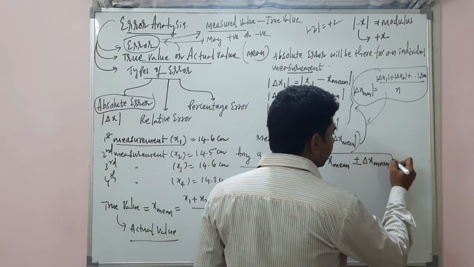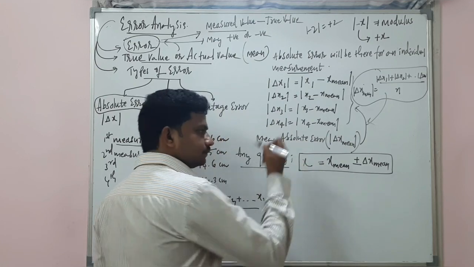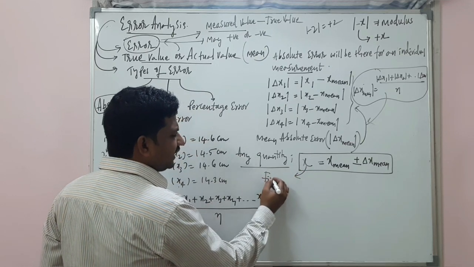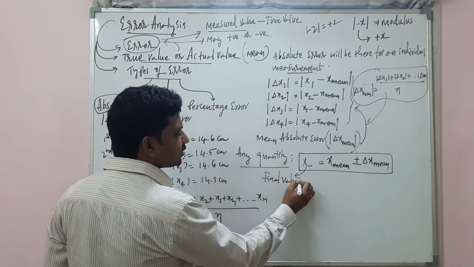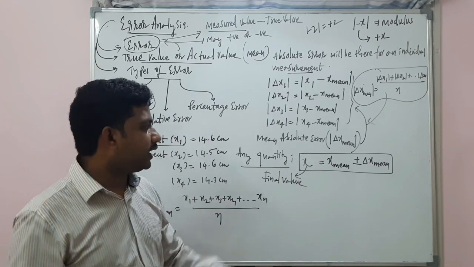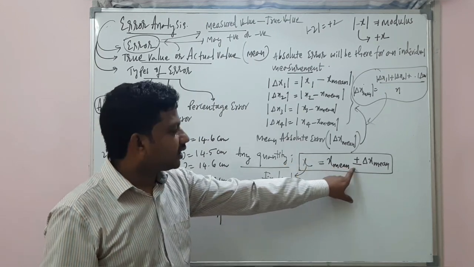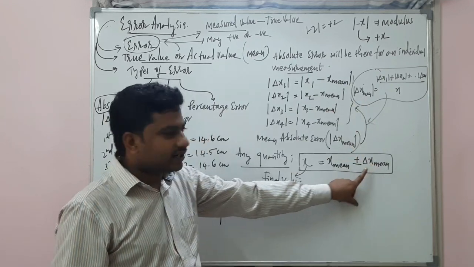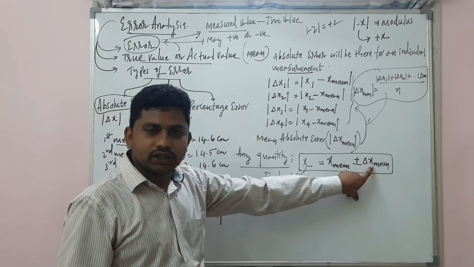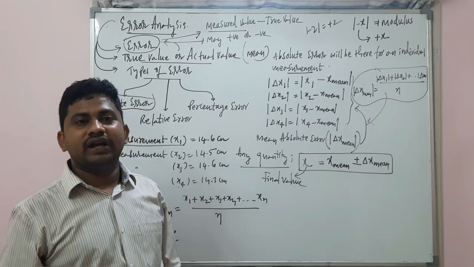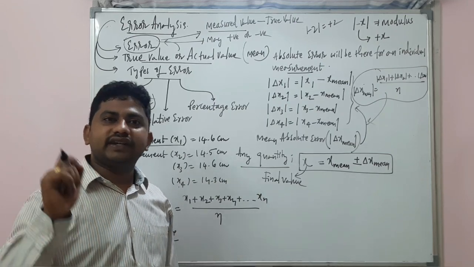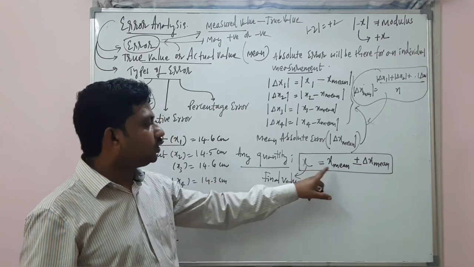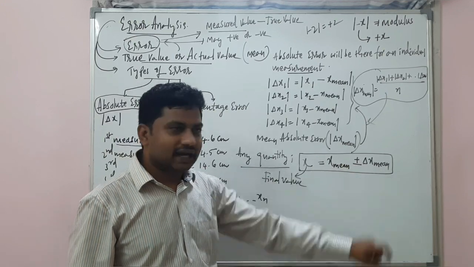Okay. Any quantity. What is x? The final value of x, I am writing here. The x is any quantity, its final value as per its errors can be written in this way. X is equal to x mean plus or minus delta x mean. You know the delta x mean? Mean absolute error, and x mean is the true value. Remember, any physical quantity, its final value can be expressed in terms of errors in this way. X is equal to x mean plus or minus delta x mean.